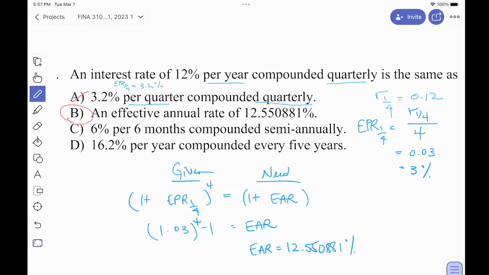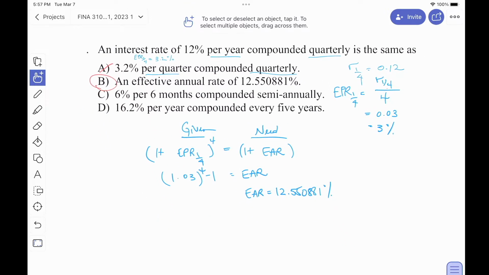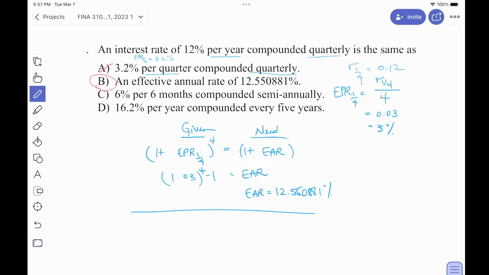But if you have some time and you want to be sure you didn't do something wrong, you'll verify the other problems, the other options. So for C, it is saying that the rate per 6 months compounded semi-annually, in other words, the EPR 1/2, is 6%. So you can use any of the ones you've already calculated, but you should go with the original one in case you made a mistake.